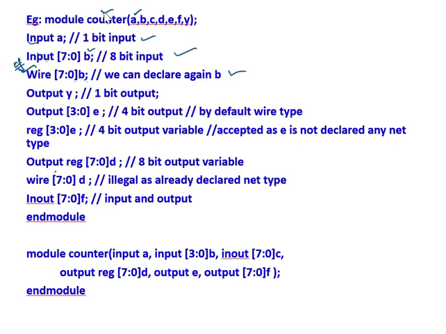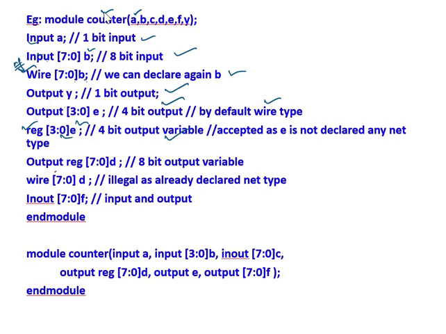If I write output Y, then it is a 1-bit output. [3:0] E means it is a 4-bit output. I did not mention whether it is wire or reg, so by default it is wire type. If I write reg [3:0], then it is a 4-bit output variable, because reg is used to store data, and E is the variable, storing 4-bit data.